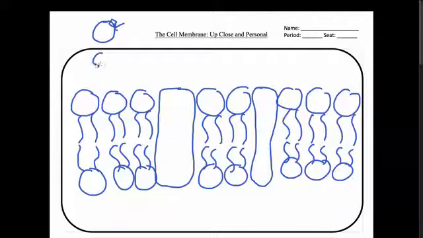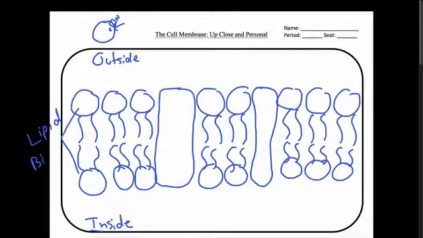So we're going to say this is the outside of the cell. That would be right here. And we're going to say this is the inside of the cell. That would be in here. Okay. Since the cell membrane is made up of 2 layers of lipids, we actually call this a lipid bilayer. If you think about what bi means, it means 2. So we have a lipid bilayer going on here.